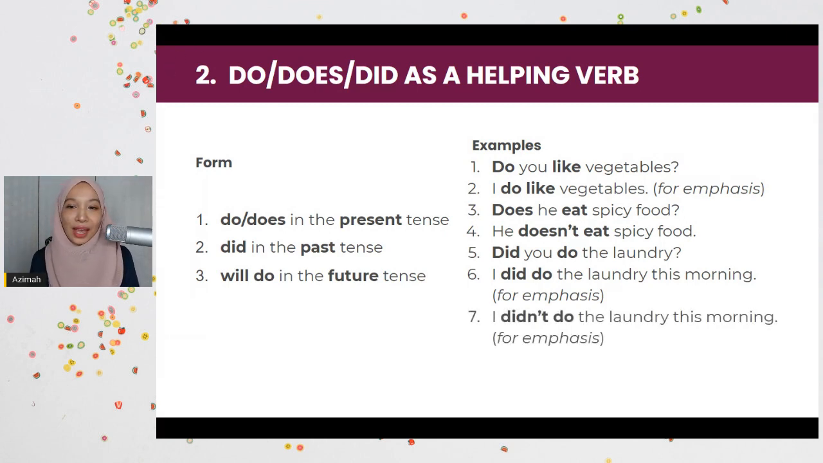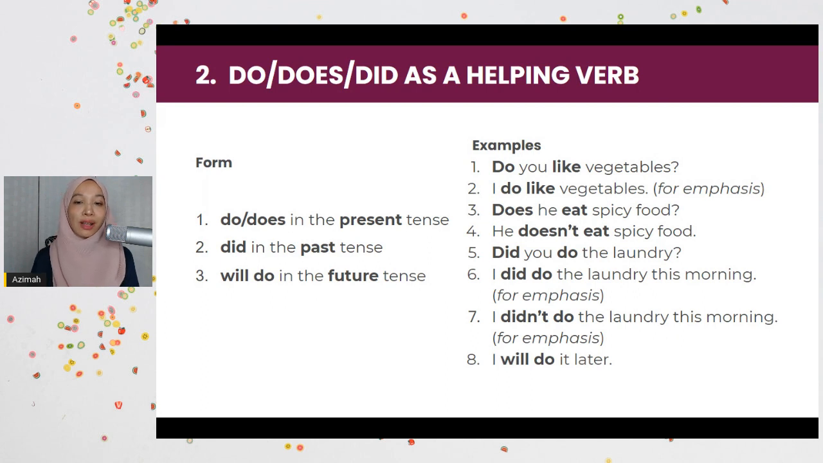Okay. If you want to answer in the negative, I didn't do the laundry this morning. So it's either I did do the laundry or I didn't do the laundry this morning. And you would use it to emphasize the fact that you didn't do the laundry. Okay? Right.